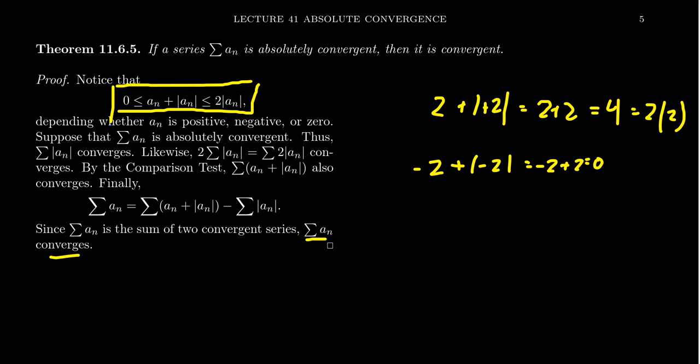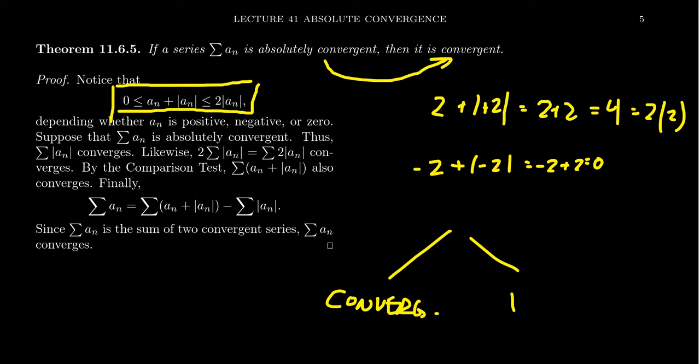So absolute convergence implies convergence. Absolute is a stronger condition than just convergence, right? We've now sort of broken up convergence into two different families. So if you have your series, there's two options. Your series could be convergent, but it could likewise be divergent. We've seen examples of these things.